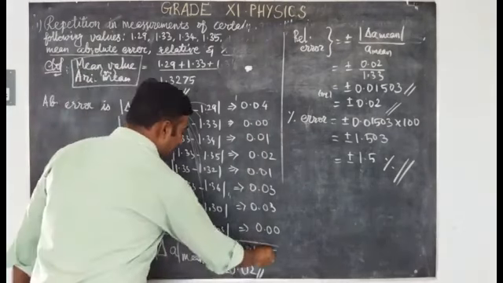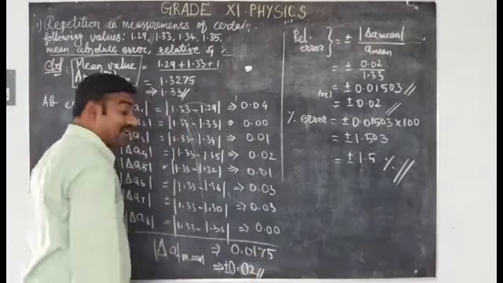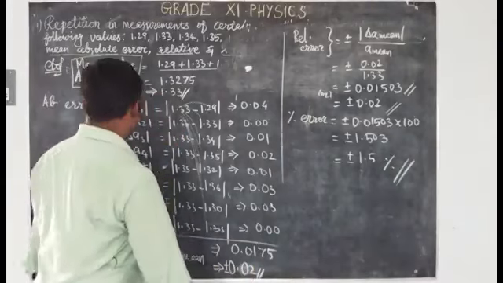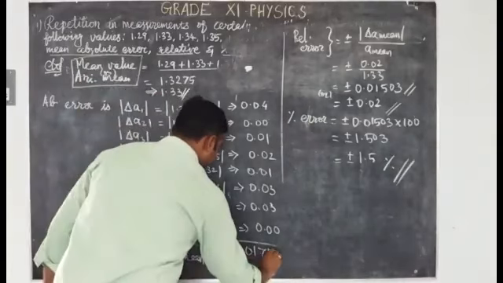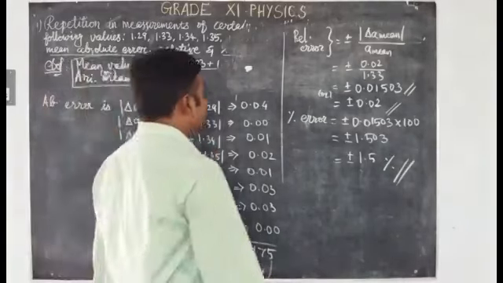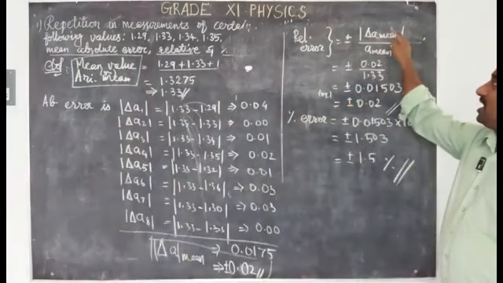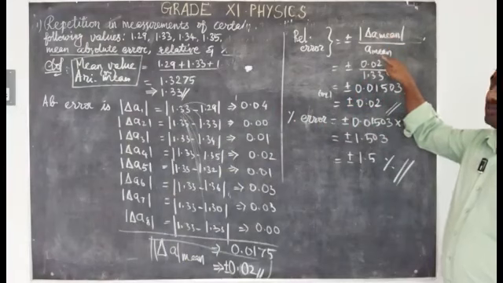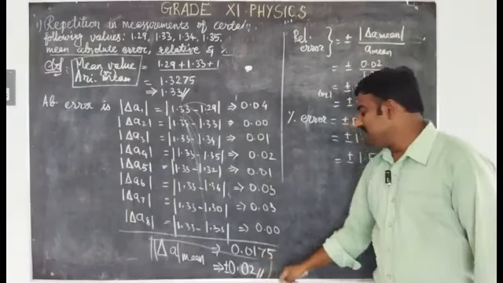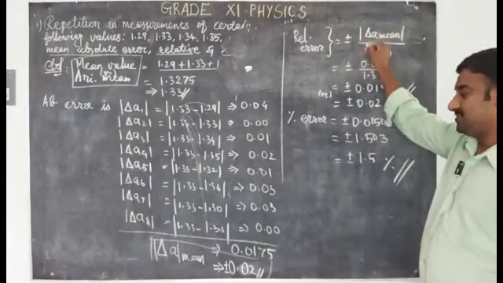As usual, round off to the second decimal, and we get the mean absolute error. Next we are moving to relative error and percentage error. Relative error is the ratio between the mean absolute error and the arithmetic mean. What is the absolute mean? It is 0.02, plus or minus.